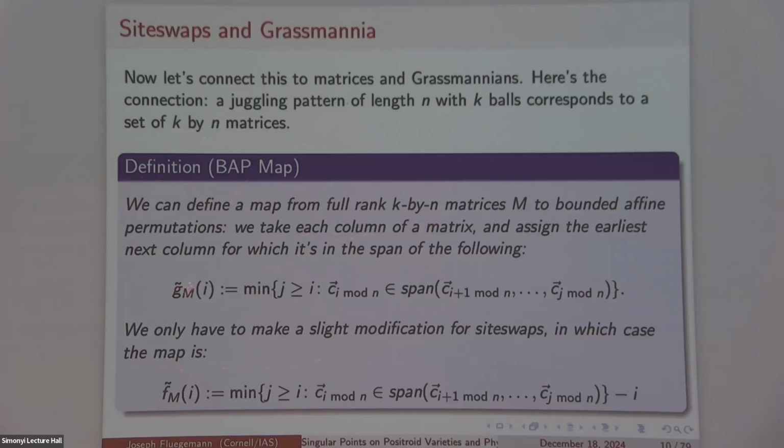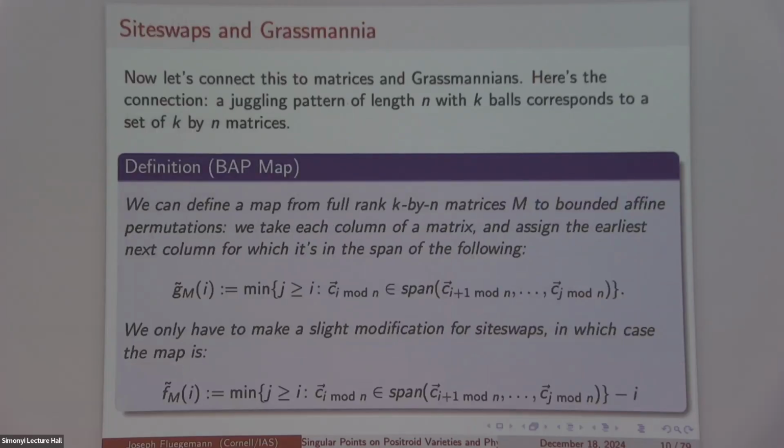Take a matrix that represents an element in the Grassmannian. Look at each of its columns, which I'm here denoting like I or J. And then for each column I, look at the first column to the right where column I is in the span of all the columns to the right of I.